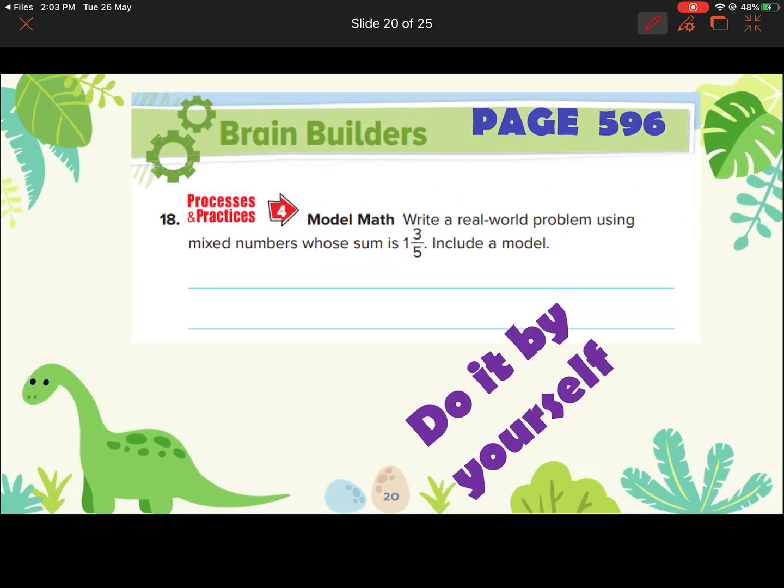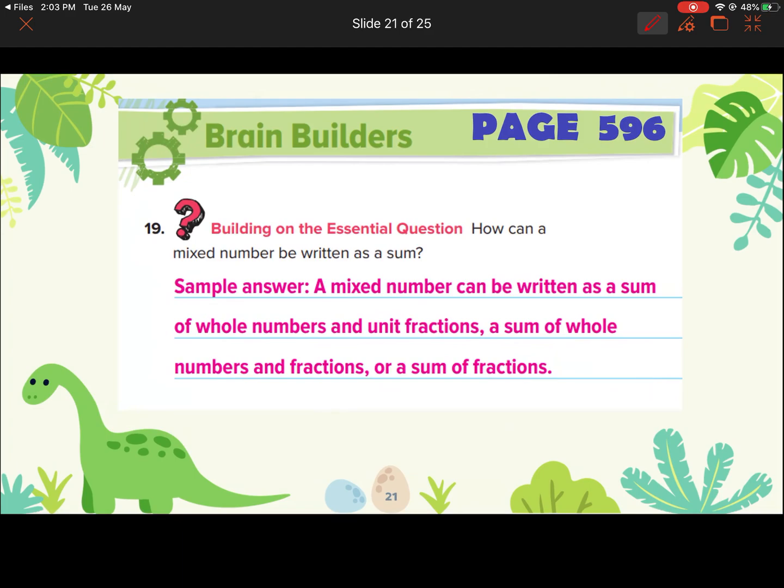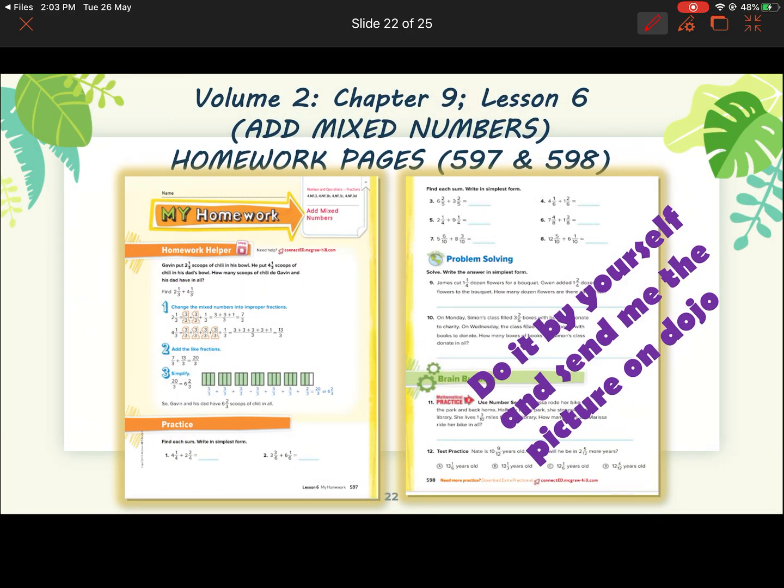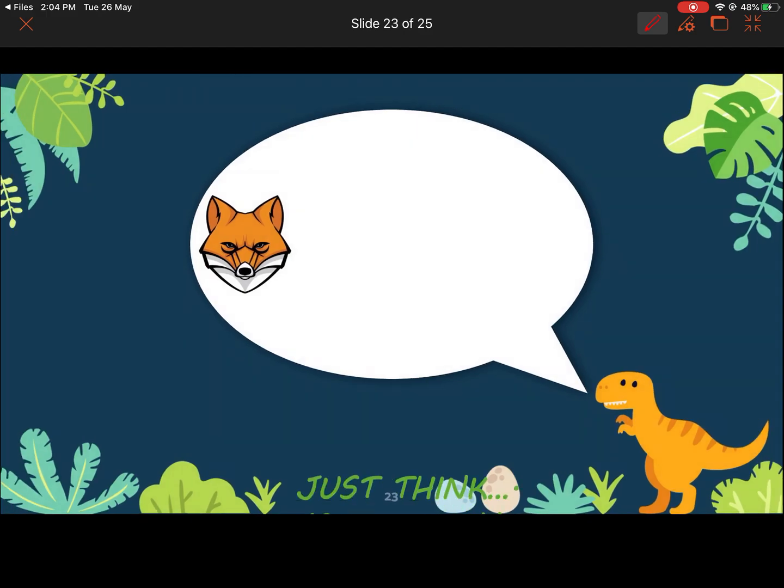Now, question number 18, do it by yourself. And 19, how can a mixed number be written as a sum? So this is my sample answer. Read it and understand that. And I think that's all for today's lesson. And see your homework. You can do your homework pages, Chapter 9, lesson 6, page numbers 597 and 598 by yourself and send me the pictures on Dojo.